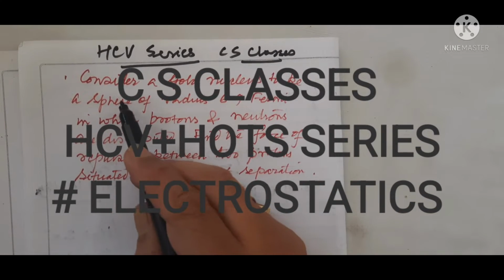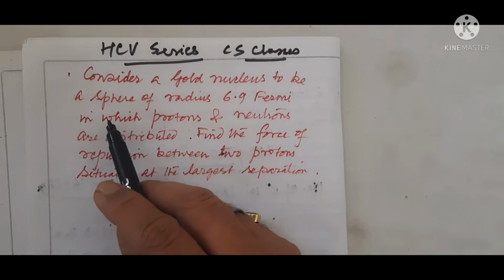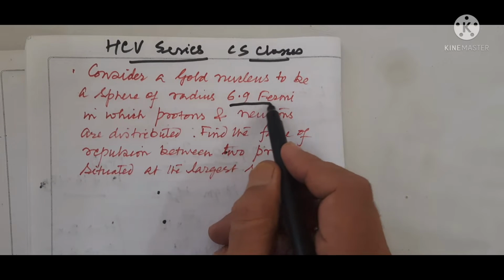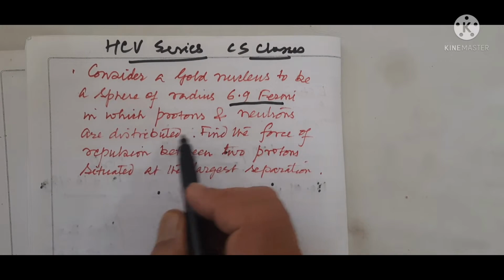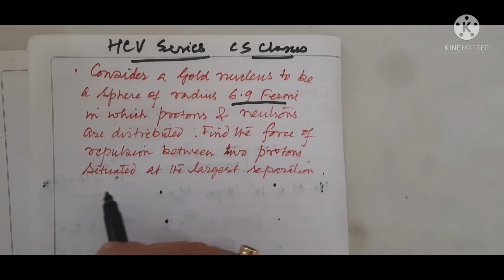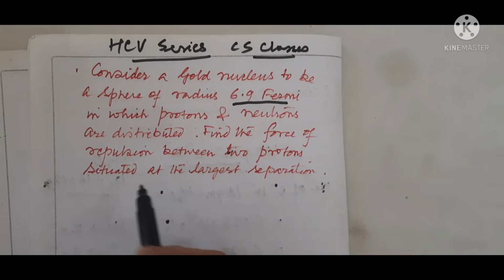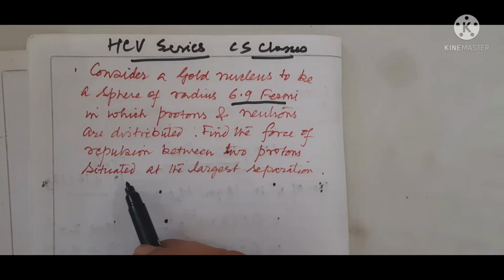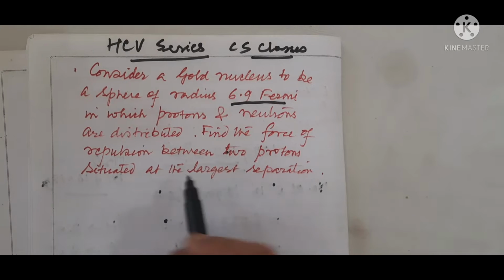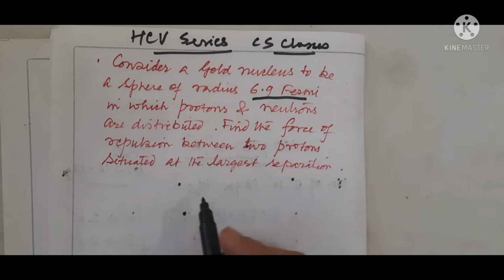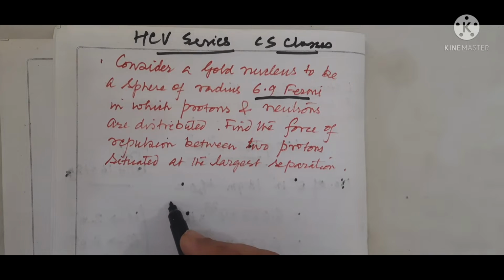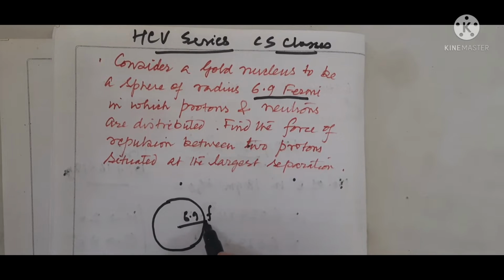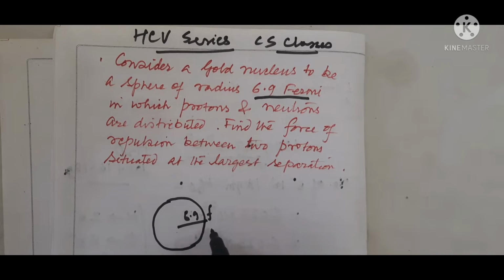Another question: consider a gold nucleus to be a sphere of radius 6.9 Fermi, in which protons and neutrons are distributed. Find the force of repulsion between two protons situated at the largest separation. So in this case, I am drawing the nucleus. Here it is given the radius is 6.9 Fermi. So definitely here is a proton.